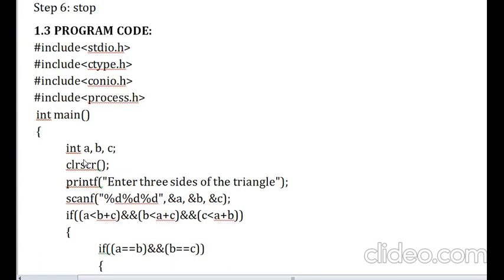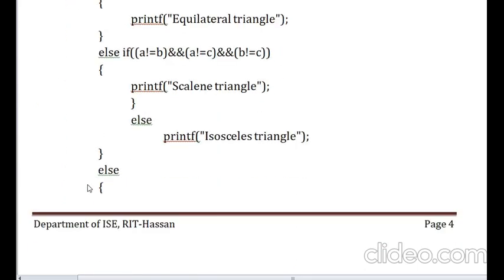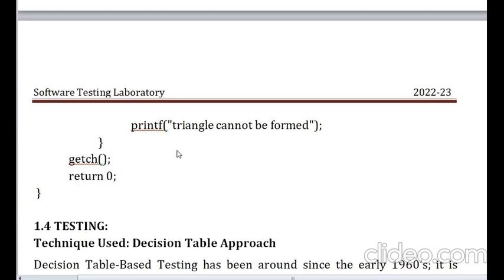We can give the inputs a, b, c, entering the integer values for the three sides of the triangle. In the if condition, a less than b plus c and b less than a plus c and c less than a plus b, if the condition is not satisfied, that is false, it shows that the triangle cannot be formed.